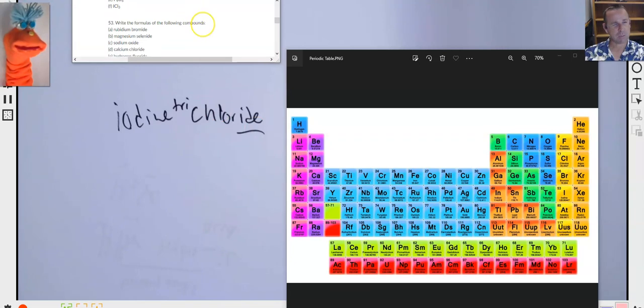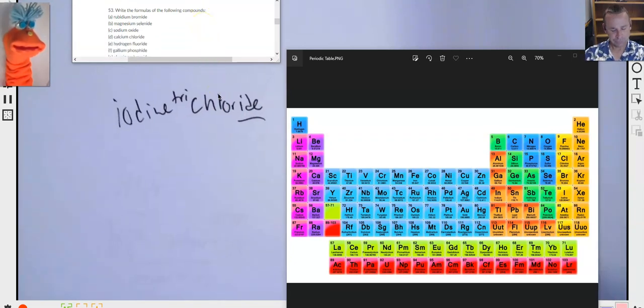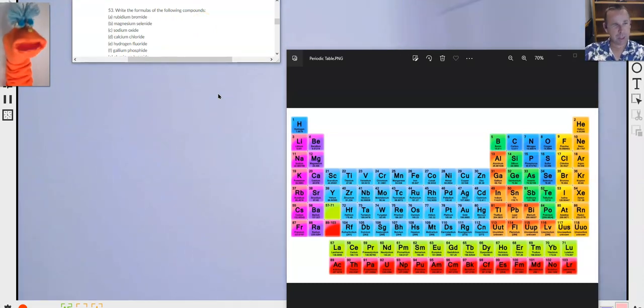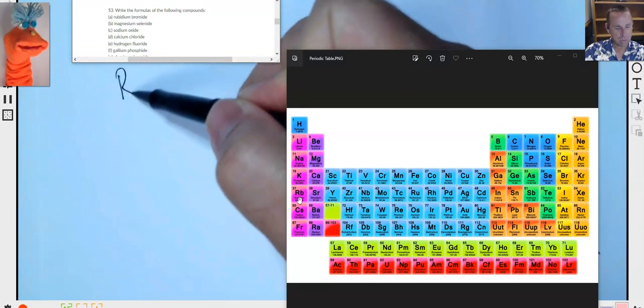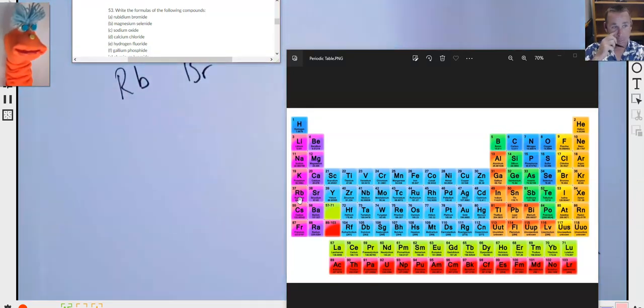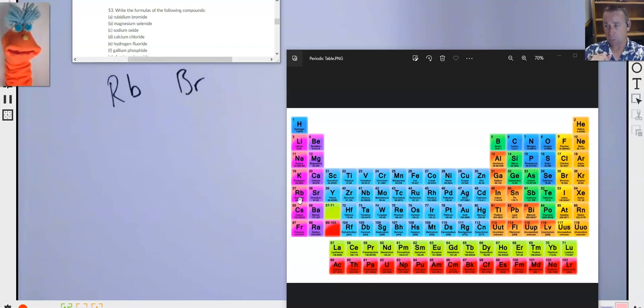Now we're going to write the formula for these compounds. Rubidium bromide. Where's rubidium? Rubidium, right down here, right? Oh, Rb, and bromide is Br. Okay, so rubidium and bromide. Now before we can combine them together, we need to have an understanding of the kind of compound this is. Is this an ionic compound or molecular compound? It's an ionic compound. All right, and now we have to think about what kind of ions these two elements are going to form and then bring them together to form that ionic compound.